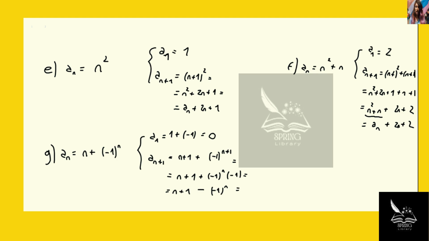We can write these as n plus 1 plus (-1) to the power of n minus twice (-1) to the power of n. So that we recognize n plus (-1) to the power of n as an. And then we have plus 1 minus twice (-1) to the power of n.